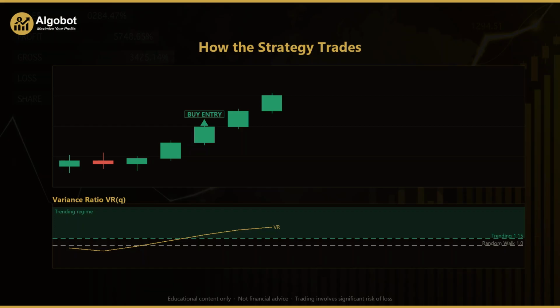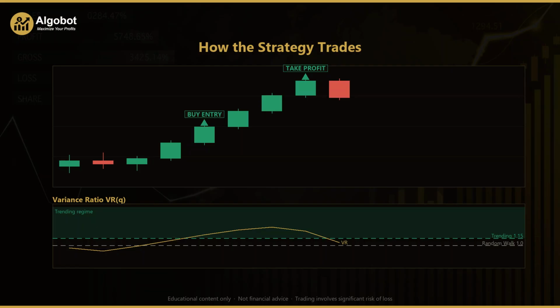On the next candle, two things line up. The variance ratio pushes above the trending line into the shaded zone, confirming a trending regime. At the same time, the drift over the last 10 bars is clearly positive, and this just closed candle finished bullish, closing above its own open. Trend confirmed, direction up, continuation candle in agreement. That's where you see the buy entry marker appear.